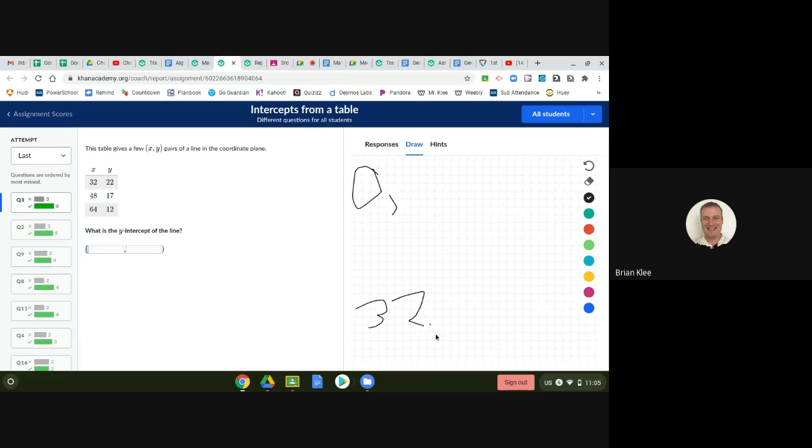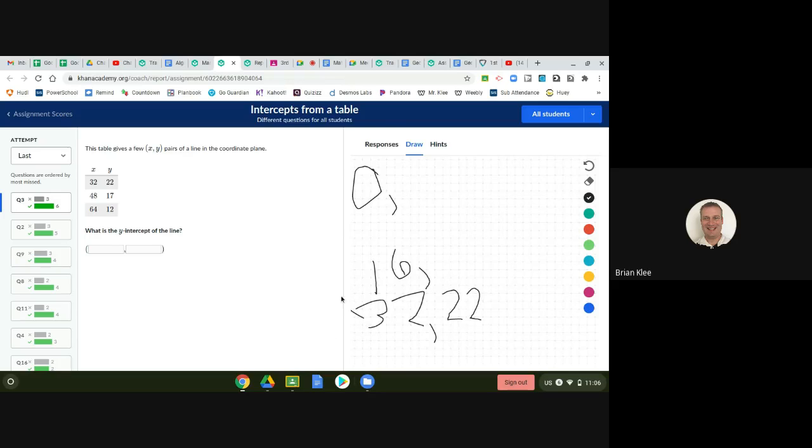32 goes with 22. So x is 32, y is 32. When y is 22, excuse me. When I come over here and I look at how things are counting, I'm going to take my calculator quickly and do 64 minus 48. Oh, that's 16. 48 minus 32, that's 16. So as I'm working with the x's there, I know that the x changes 16 each time.